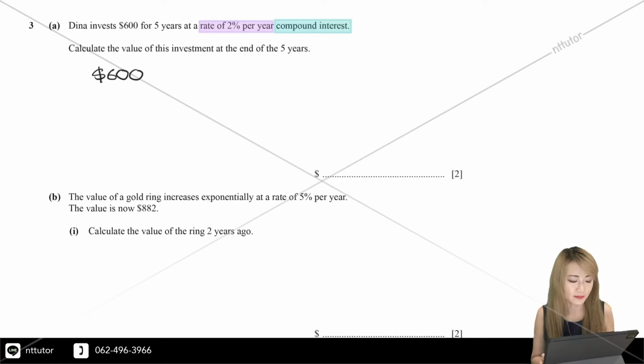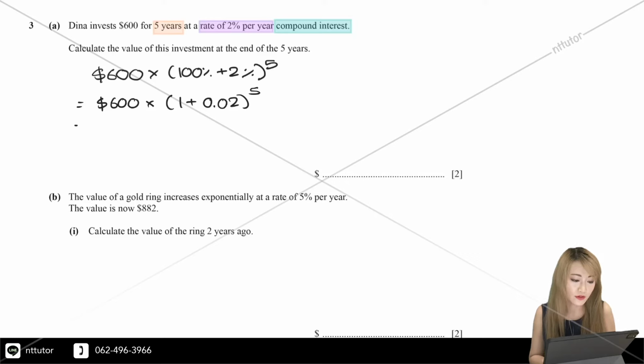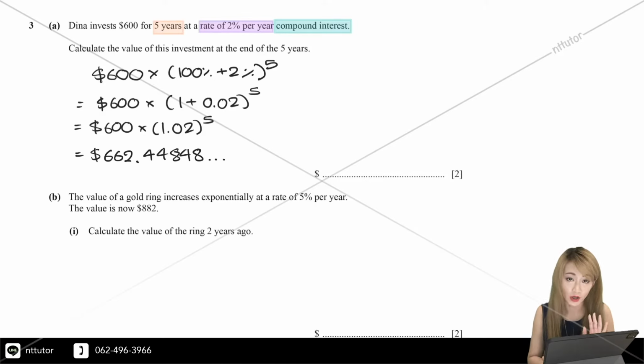So we have 600 multiplied by 100% add on 2%, and for 5 years, so we do that 5 times. So it will be to the power of 5. If we rewrite 100% and 2% as decimals, that's 1 plus 0.02. So we can find the value of the investment after 5 years by doing $600 multiplied by 1.02 to the power of 5. And that gives 662.44848 and so on dollars.